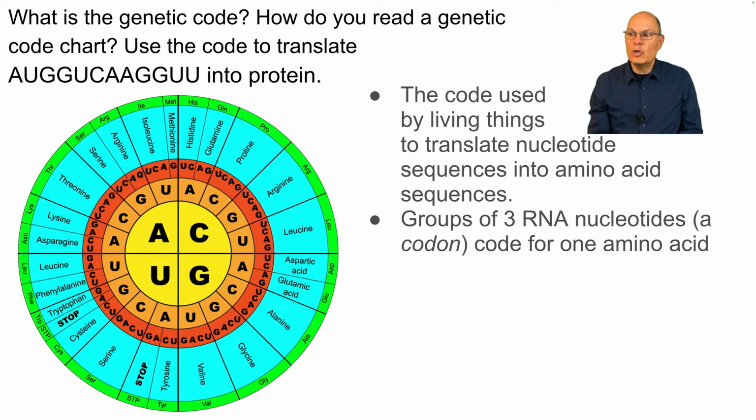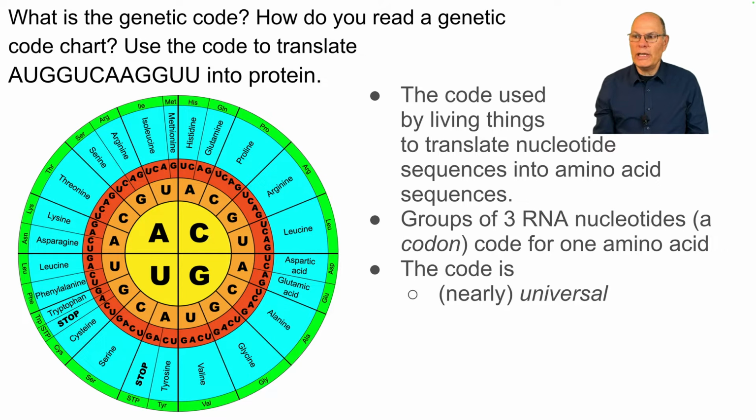In the genetic code, groups of 3 RNA nucleotides, for example AUG, GUC, are called a codon and they code for 1 amino acid. Codon, code 1. The code is nearly universal. Nearly every living thing uses it in exactly this way. There are some minor exceptions.